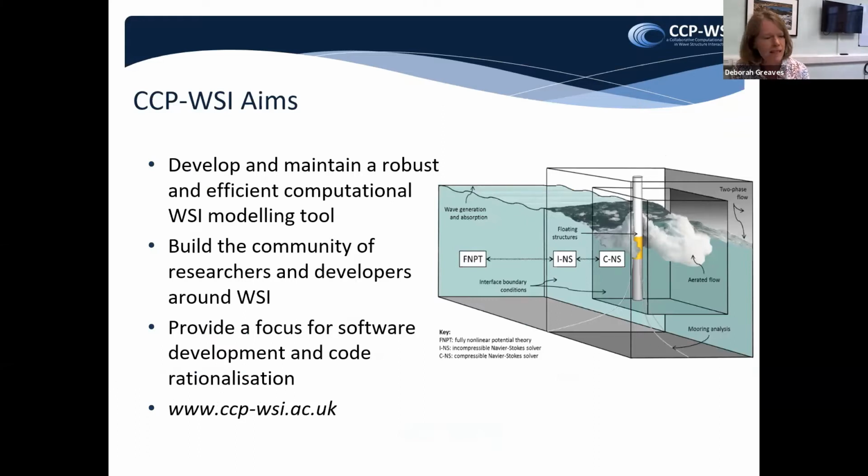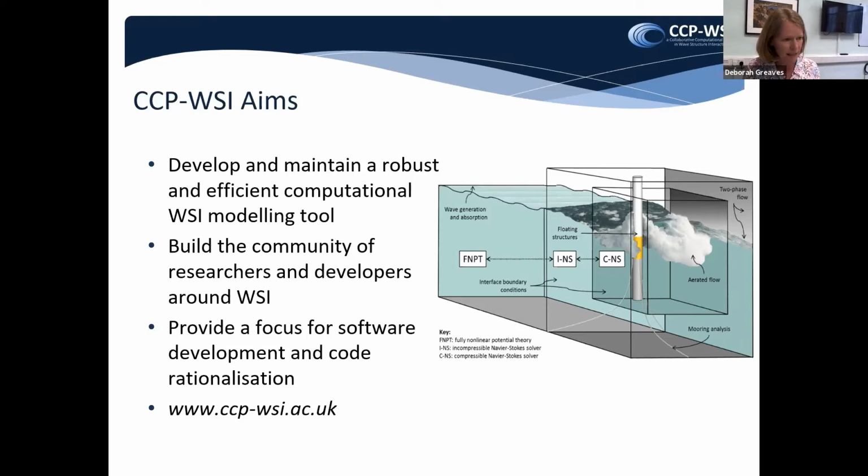So as I said, this is a CCP in wave structure interaction. So we're really looking at coastal or marine or ocean engineering type applications. But we want to include the wave element, the water wave, and also the structure. So the wave structure interaction, the hydrodynamics, and also the structural response and structural mechanics, rigid body motion, and also the elastic response. And the aim of the CCP is to develop and maintain a robust and efficient computational WSI modeling tool, and that modeling tool can be a combination of a number of different types of numerical model.